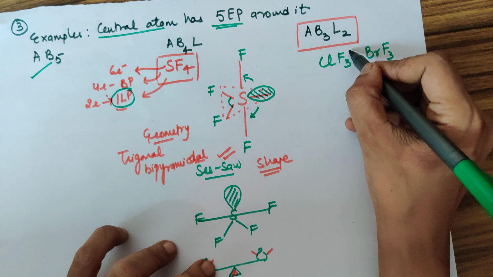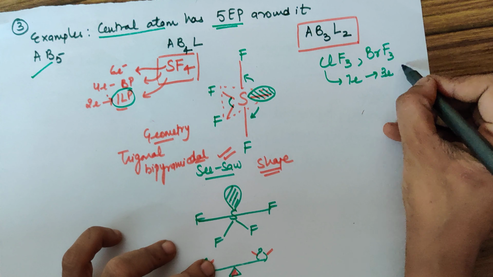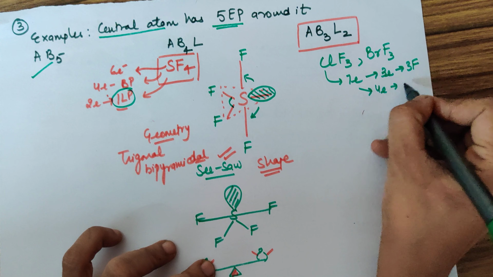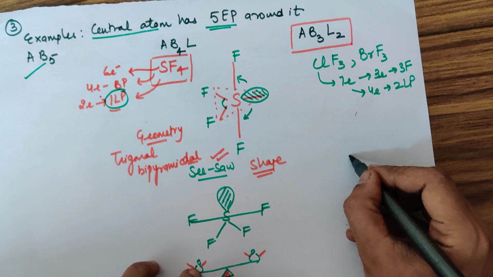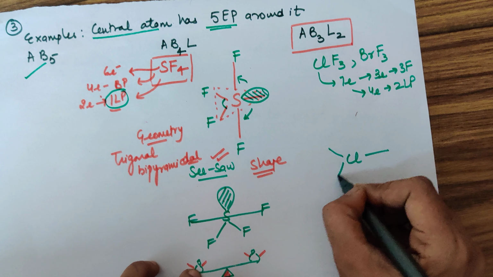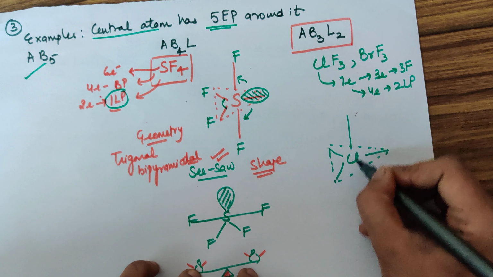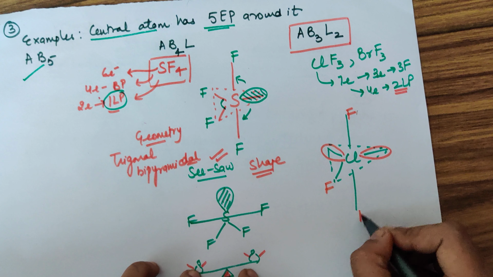Now let me take ClF3 as an example. Cl has 7 electrons, out of which it has used 3 electrons with 3 fluorines, so 3 bond pairs. You are left with 4 electrons, which is equal to 2 lone pairs. Now in this geometry, how do I draw it? A similar method. You have your Cl, you have to place 5 electron pairs around it. 3 are bond pairs and 2 are lone pairs. Now in this geometry, the lone pairs will always be placed at a higher angle. So this is one lone pair, this is the other lone pair. What am I left with? 3 fluorines to be placed. 1 fluorine here, 1 fluorine here, and 1 fluorine here.